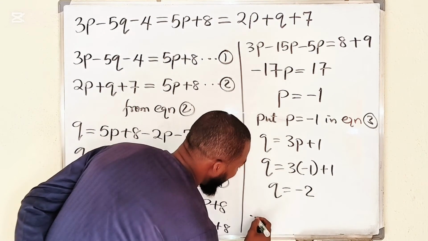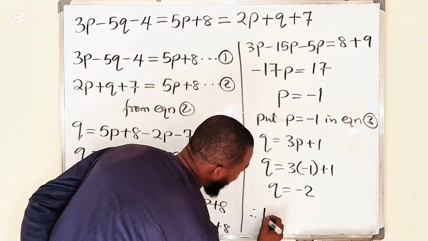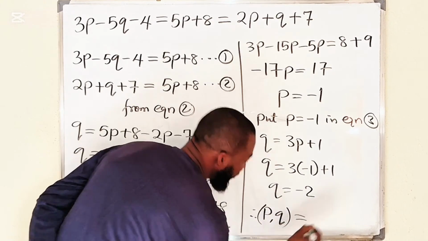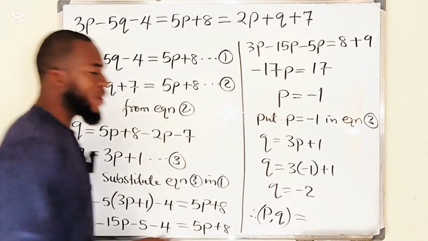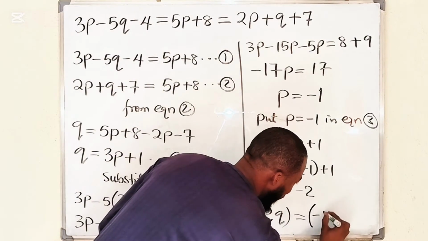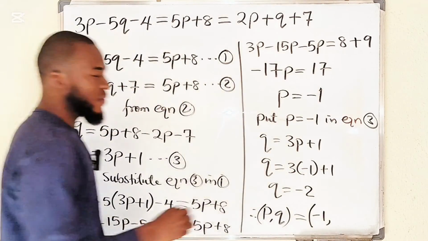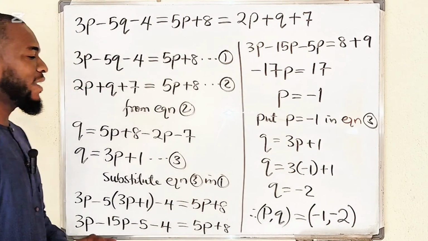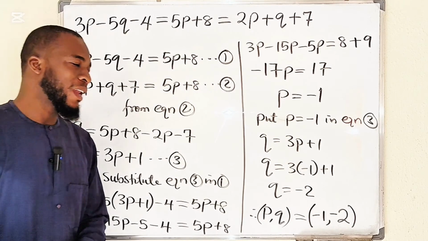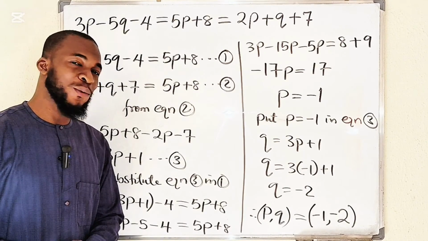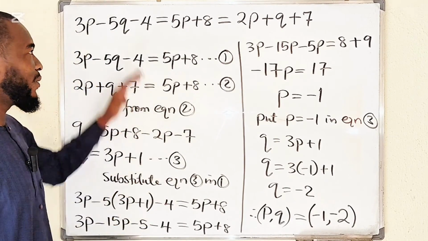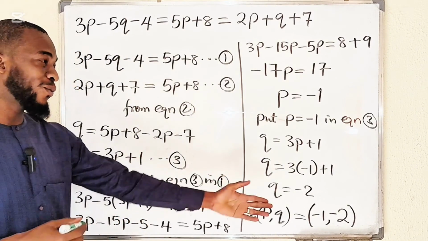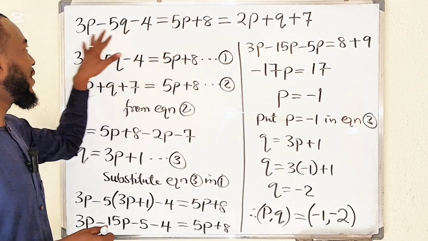Finally, you can join them together. P comma q equals, the value of p is negative 1, then the value of q is negative 2. And hence, negative 1 and negative 2 for p and q respectively is said to be the solution to this problem. If you like, you can take these two values, substitute them here to see whether you're going to get the same values.